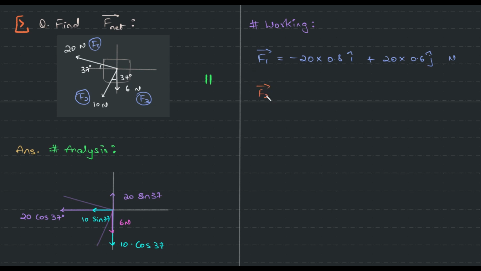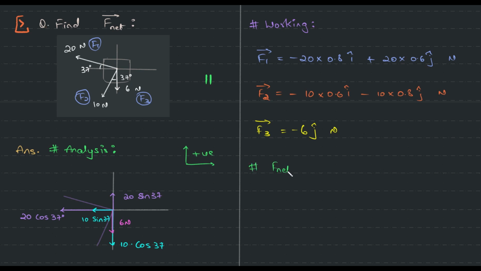Then we have F2. This is my F2, so both are negative. So we have 10 into 0.6 I cap minus 10 into 0.8 j cap Newton. And we have F3, which is minus 6 j cap Newton. By the way, up and right is positive for me.